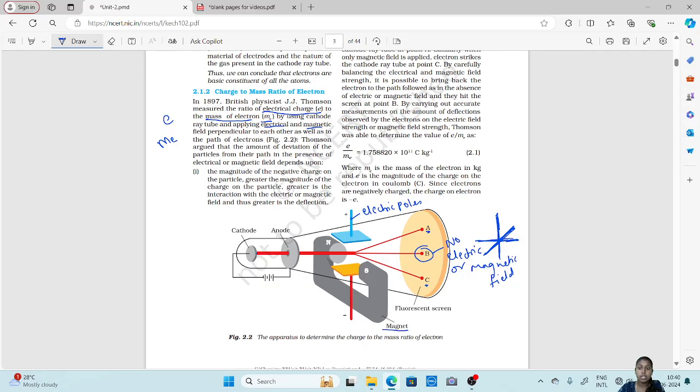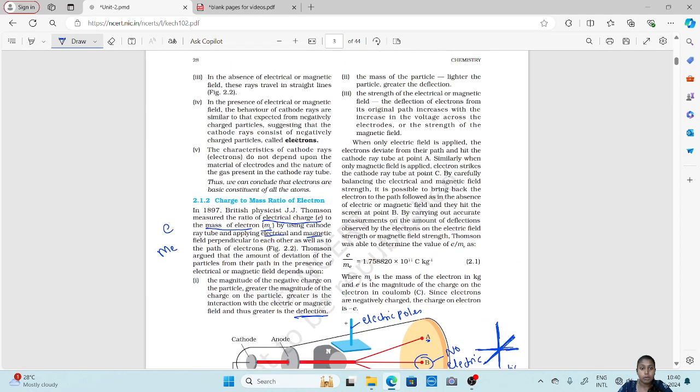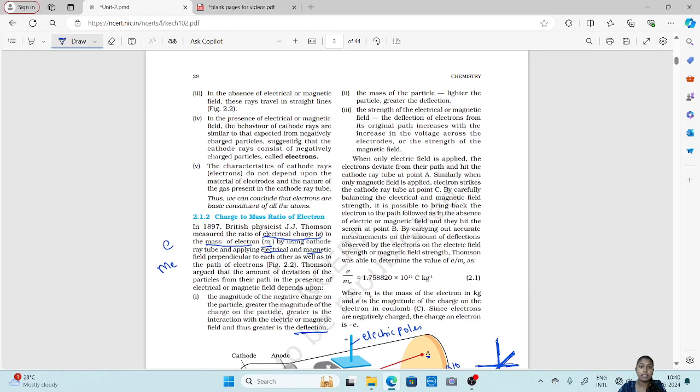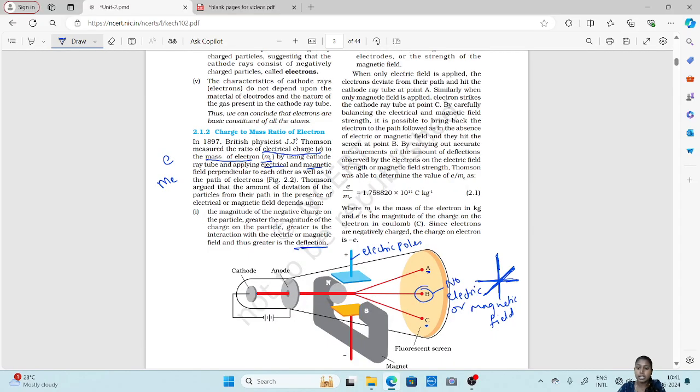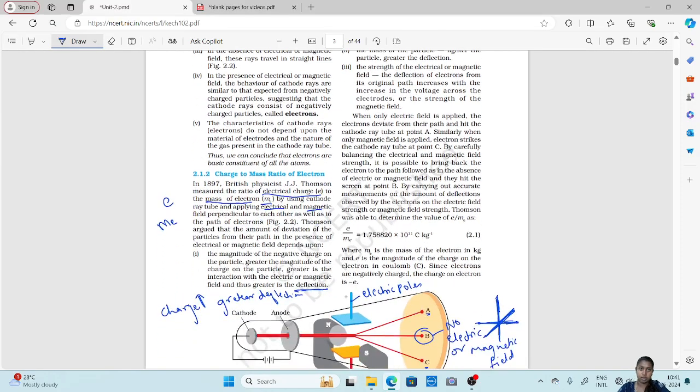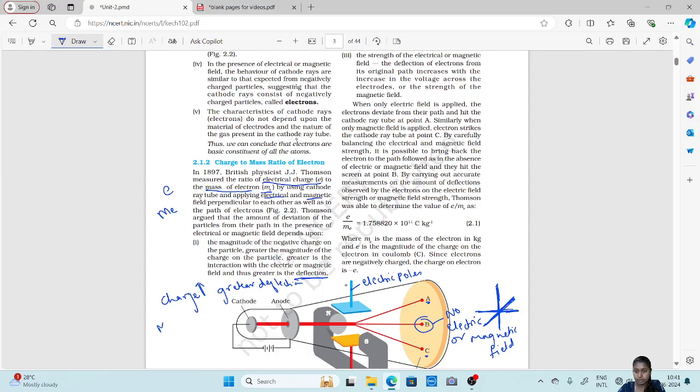So the greater the charge, greater is the deflection. So this is the deflection. From straight line, it is deflecting up or it is deflecting down. So this deflection depends on the charge. If the charge is higher, the deflection will be more. Then what he said, the mass of the particle, lighter the particle, greater the deflection. So what points he said? If the charge is higher, greater the deflection. Similarly, if the particle has light mass, greater the deflection.